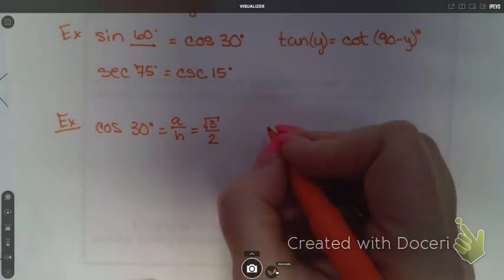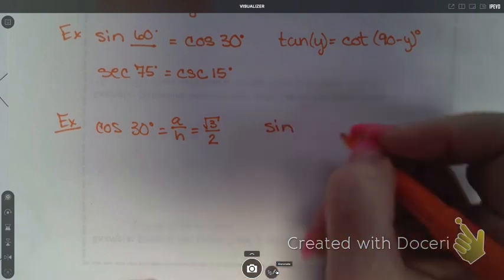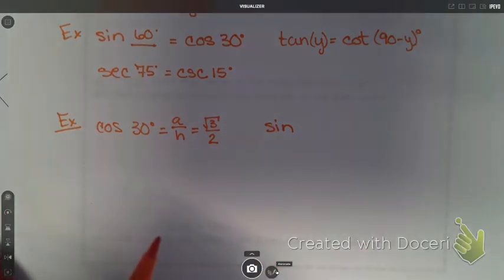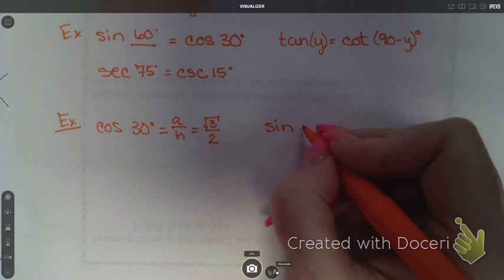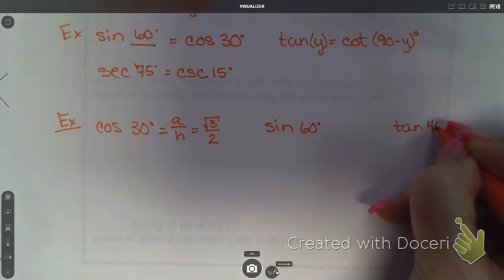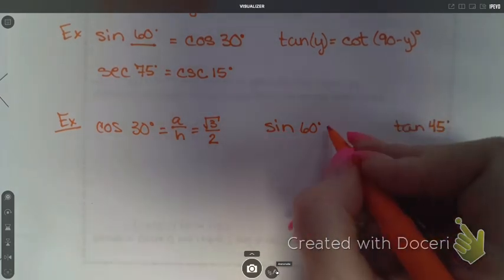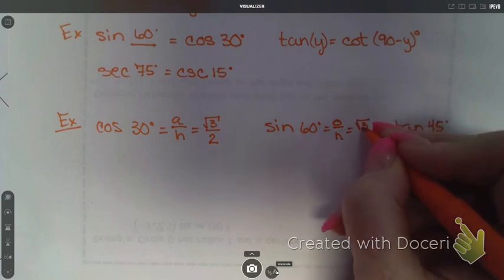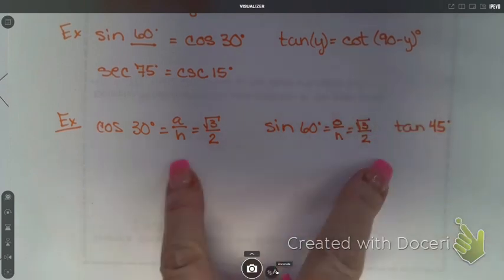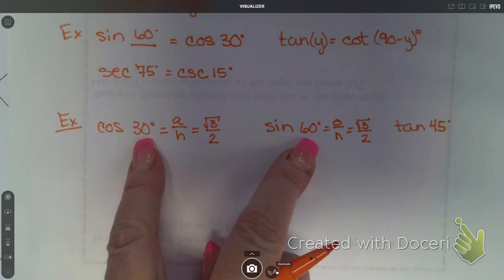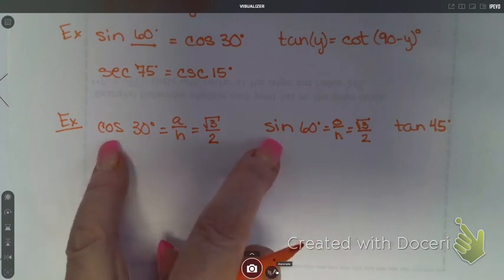Okay? So sine of, somebody give me an angle. We'll do 60 and then we'll do 45 on tangent. Okay, so sine of 60. So sine is what over what? Opposite over hypotenuse. So opposite of 60 is square root of 3. Hypotenuse is 2. Now, why are these answers equal? Because 30 and 60 are what? Complementary, and sine and cosine are cofunctions.